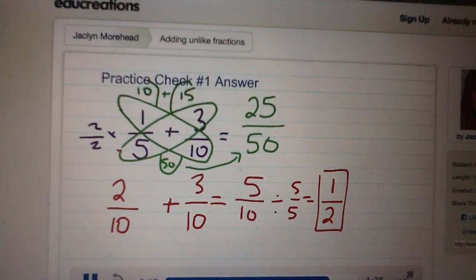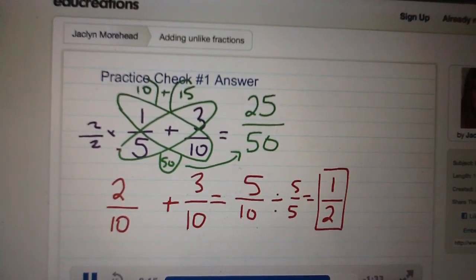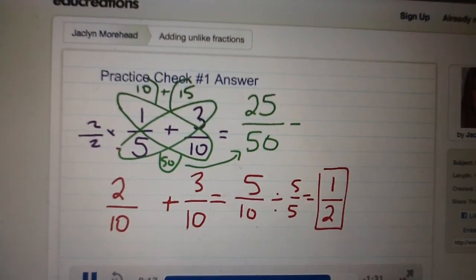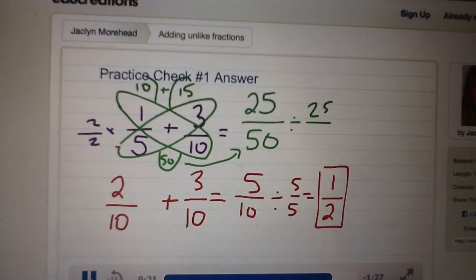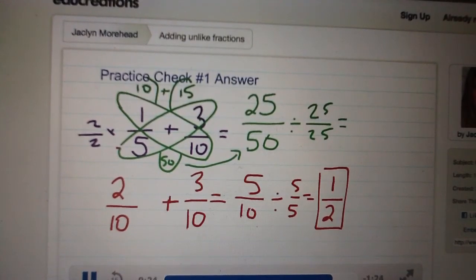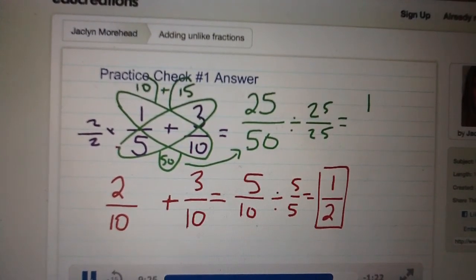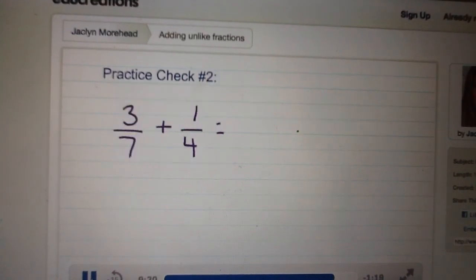I know that 25 and 50, I think about quarters. I know that 25 and 50 can both be divided by 25. If I do that, 25 divided by 25 equals 1, and 50 divided by 25 equals 2. 1/2, no matter which way you do it.